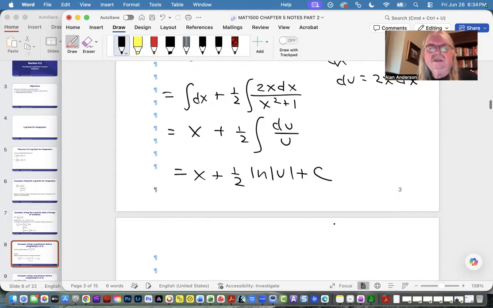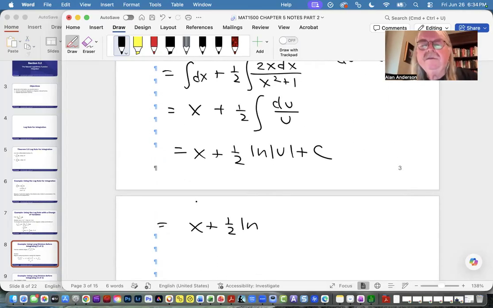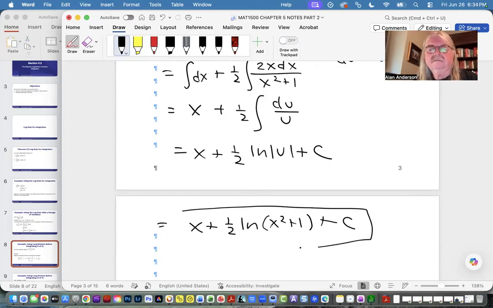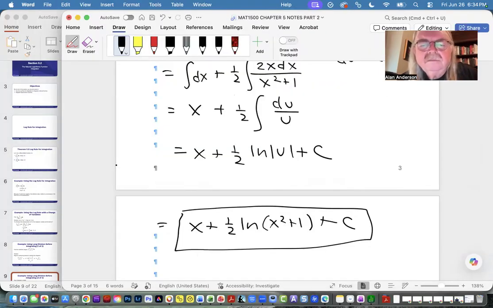And of course, u is x squared plus 1. And that's guaranteed to be greater than 0. So I don't need the absolute value signs. And that's my answer. Okay. So the absolute value signs are optional in this case.